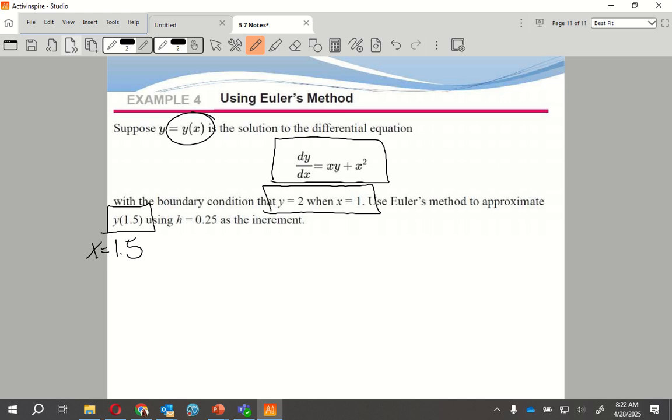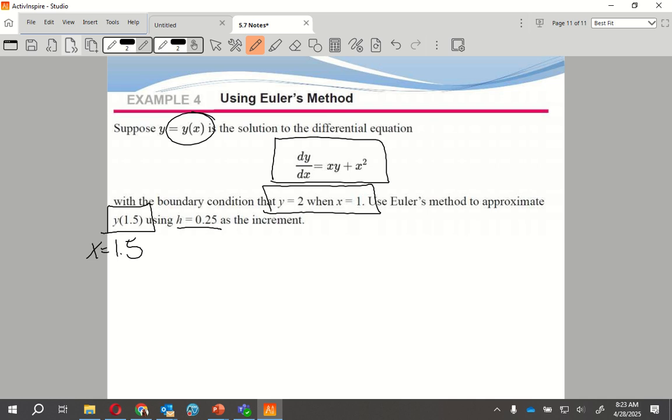Okay, and it says increment of 0.25. So what's my x starting at? Oh, it's 1, right? So after I do it the first time, it's going to go up 0.25. Second time, it's going to go up another 0.25. And the third one, it's going to go up another one, right? That's where I get there. So that's what it means about the iterations and keep going on this. So it's getting closer and closer and closer to that point that I'm looking for.